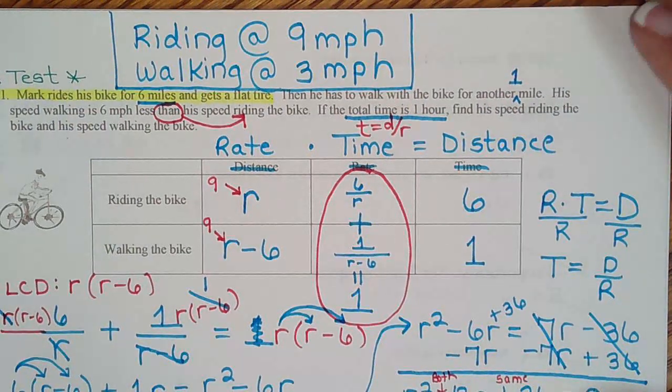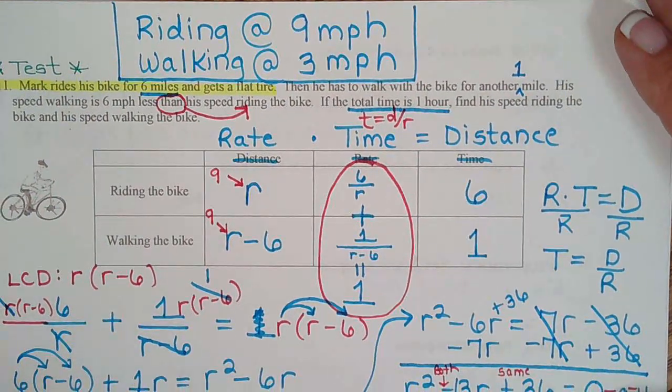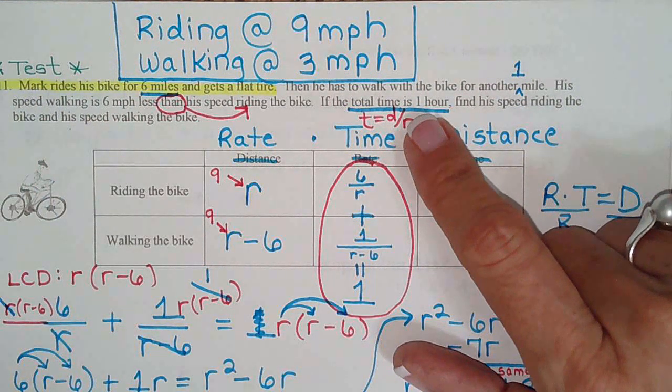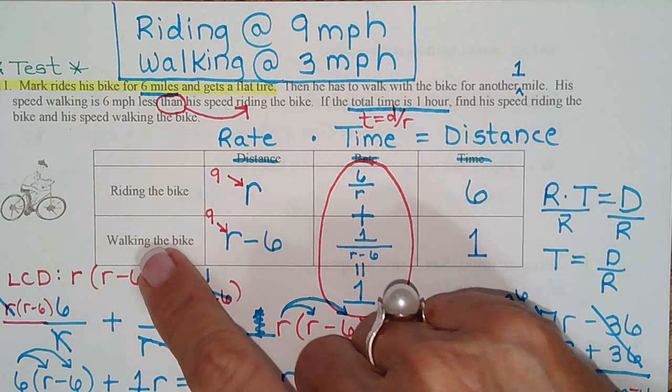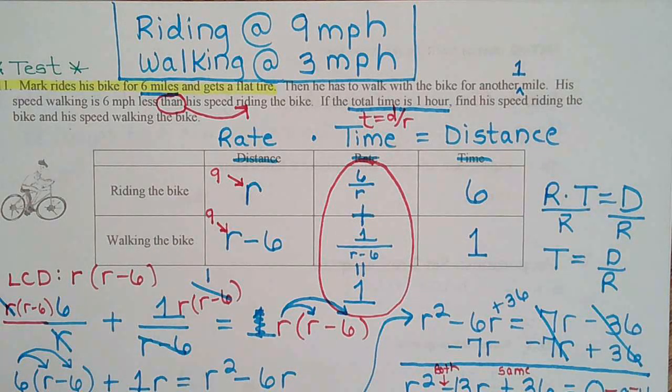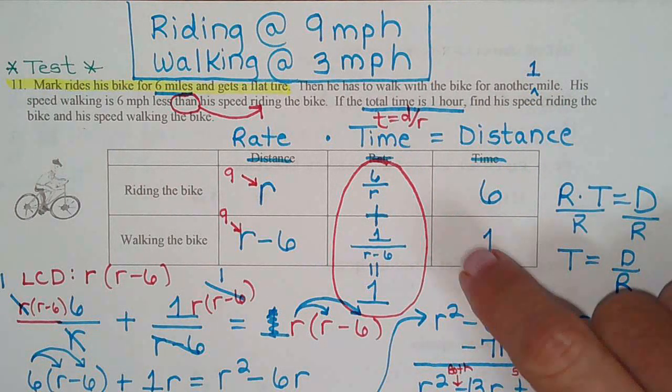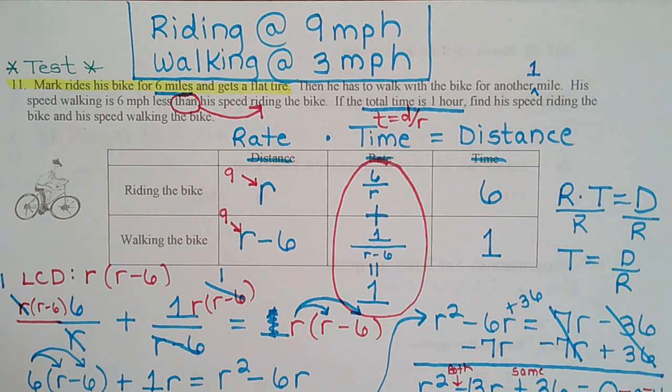Very, very similar to the one on your test. The one that I did last night had a total of 1 like this, and it had a bike and then walking. So very similar to your test question. So that's a great one to study. And this is the last problem on your test. This will be number 17.